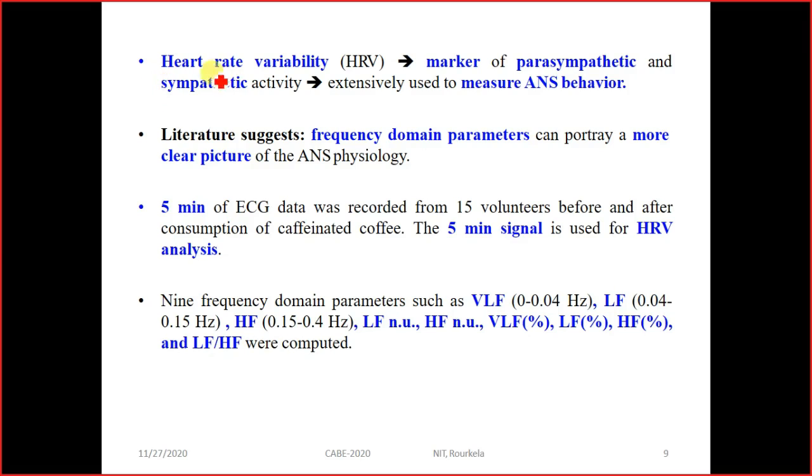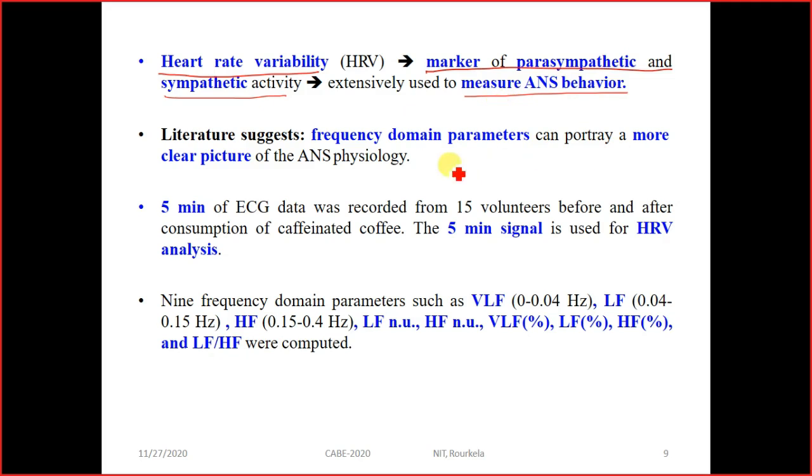Now, why do we study heart rate variability? We have already discussed that HRV is a marker of parasympathetic and sympathetic activity, and it is extensively used to measure the ANS behavior. So what is the ANS behavior? The dynamicity between the parasympathetic and the sympathetic activity.